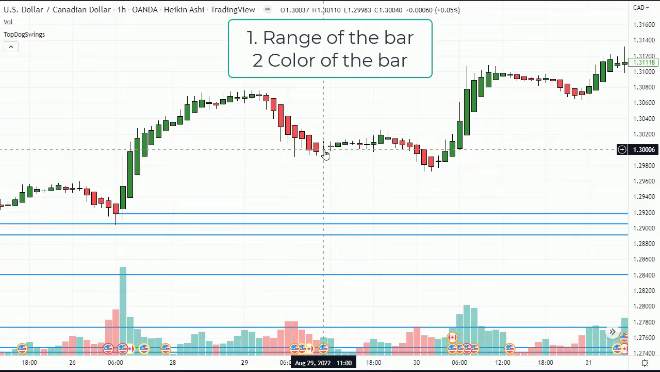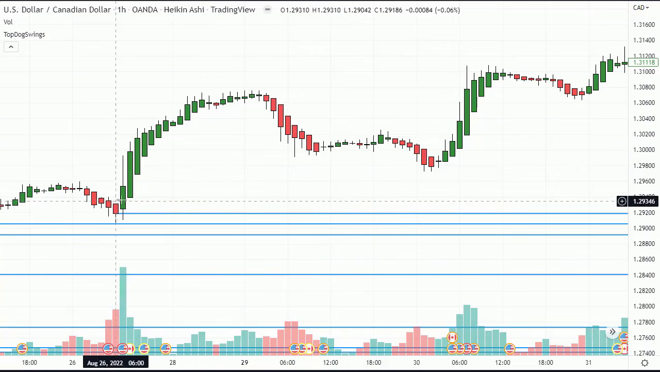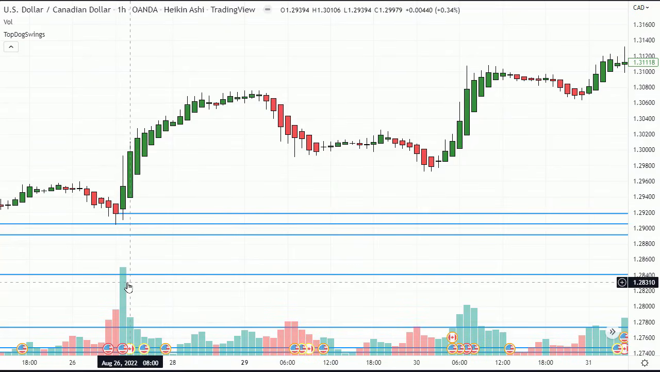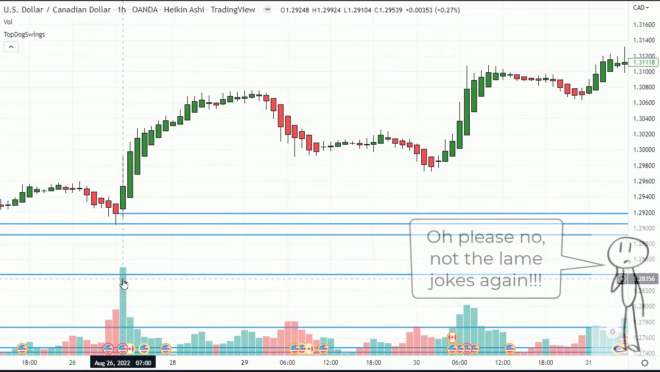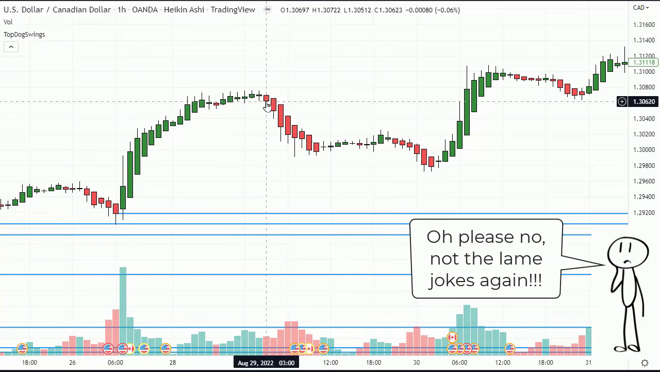I'm going to share a secret sauce with you. There's two secret sauce pieces to this recipe. Well, actually, there's three. Number one, the color of the bar, number two, the range of the bar, and number three, volume, which we'll look at down here in just uno momento por favor. That's right, I am multilingual. I'm bilingual with the term, just a minute, please.